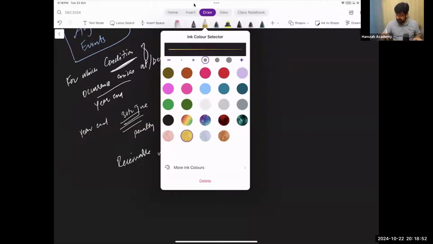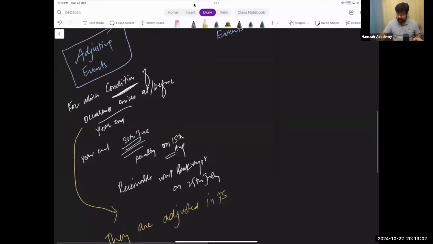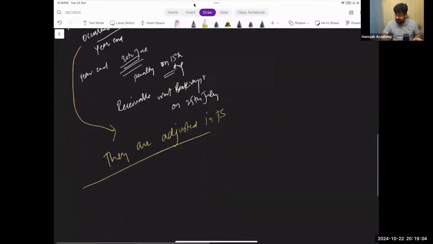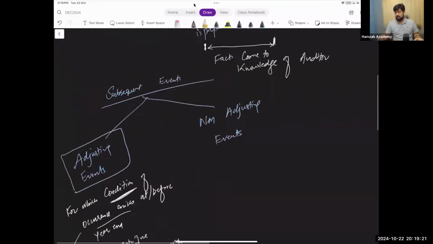That's why we say these adjusting events are adjusted in financial statements. Financial statements are amended for their effect. They're amended, revised. That's why they're called adjusting events.